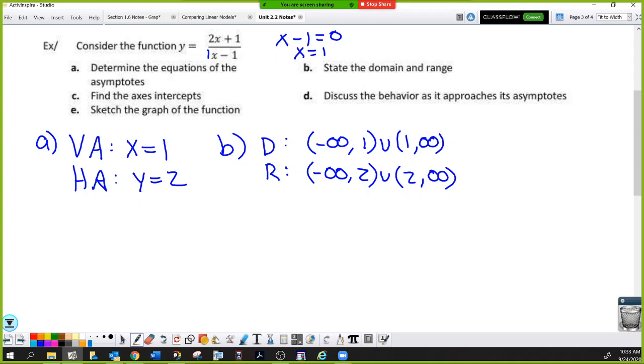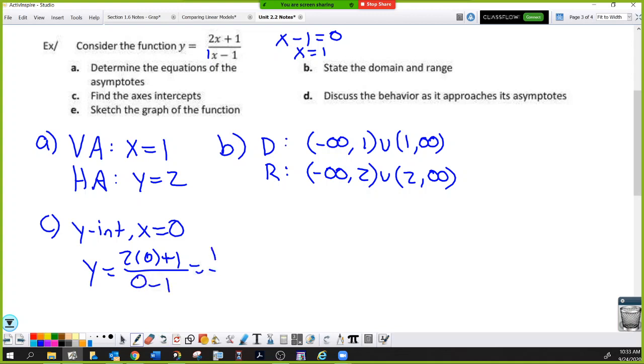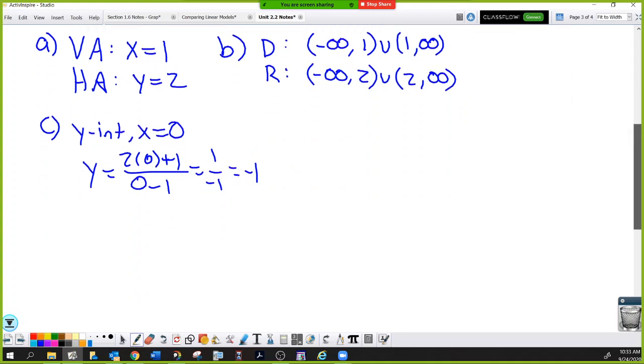Part C says find the axes intercepts. That means it wants to know where it crosses the x-axis and where it crosses the y-axis. All right, let's find the y-intercept first. That one's easy, because for the y-intercept, x has to be 0. You're on the y-axis, so x equals 0. So y equals, I'll show the work, 2 times 0 plus 1 over 0 minus 1. Well, that's just 1 over -1. There you go. This graph crosses the y-axis at y equals -1.